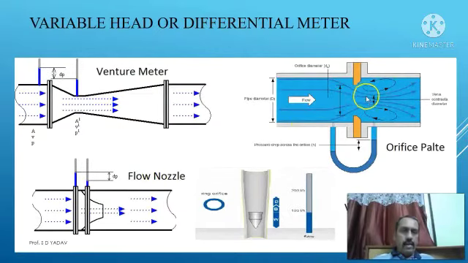Now just see this diagram. In this diagram, this part is called the minimum cross-sectional area and this part is called the vena contracta.